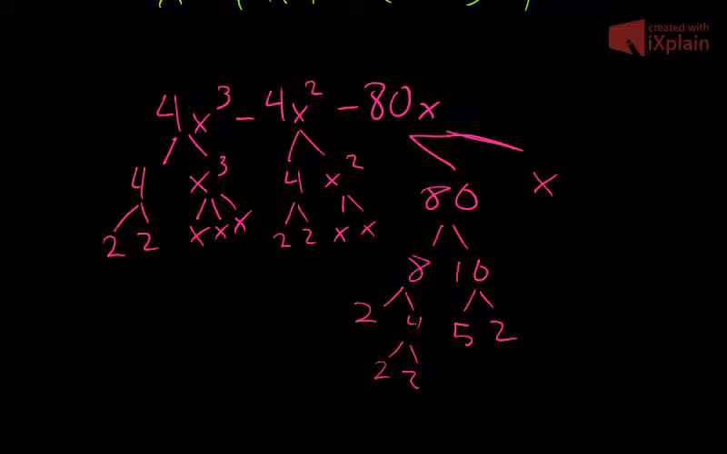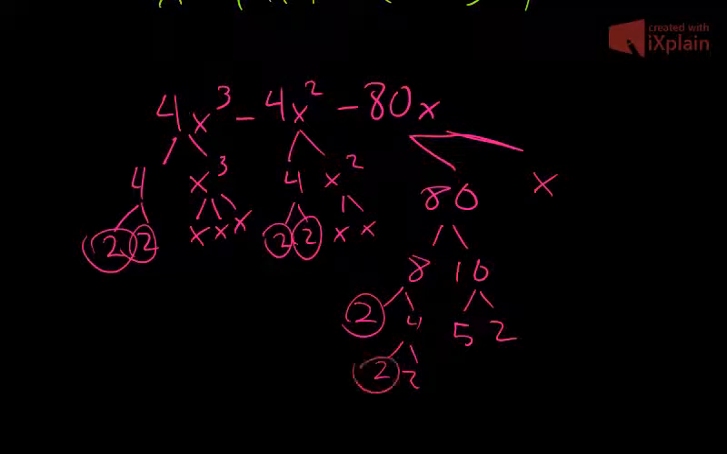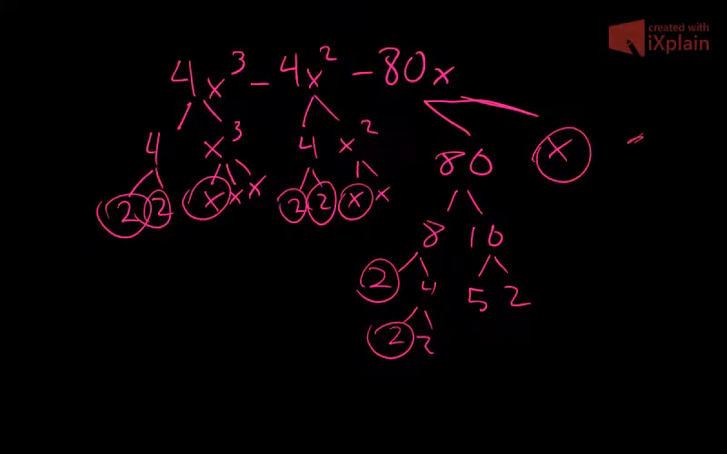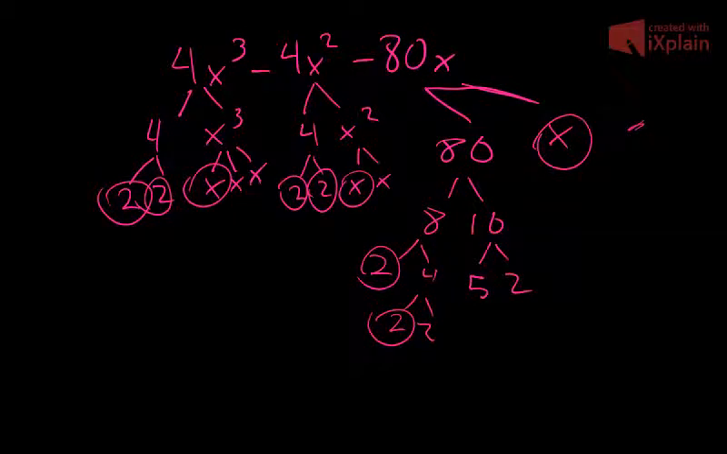So I see right off the bat that all of them have a 2. That's pretty easy. And actually all of them have a second 2. So I'm going to take that out too. And all of these have an x. But only the one. This last one only had one x, so I can only take one out. That's all right. It looks like what I have in common is 2 times 2 times x. 2 times 2 is 4, times x is 4x, times whatever's left.